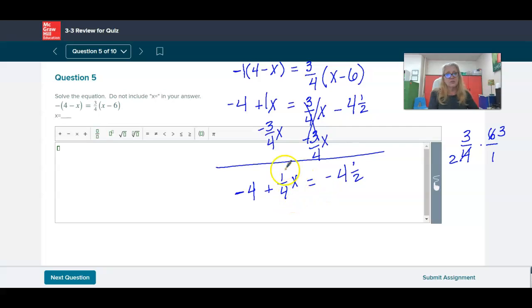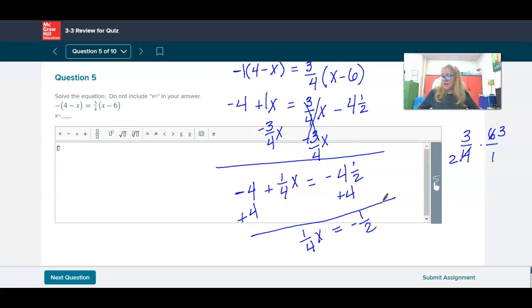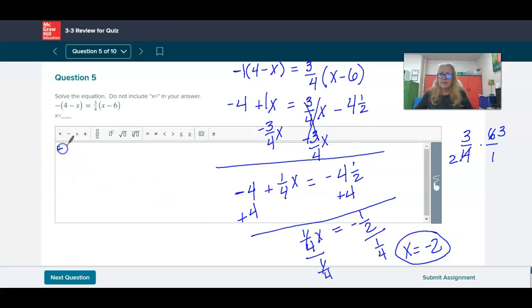Now it's just a two-step equation. Here's our variable term. We want to get that alone. We need to get rid of the negative 4, so we can add 4 to both sides. That gives me 1/4 x is equal to, if you add 4 to this, negative 1/2. And then what you do is you divide both sides by 1/4 to get x by itself. And this works out to x is negative 2. So over here you would type negative 2.